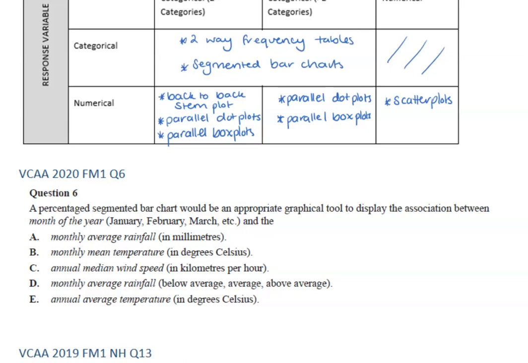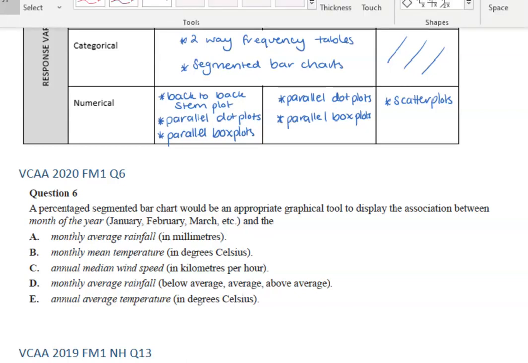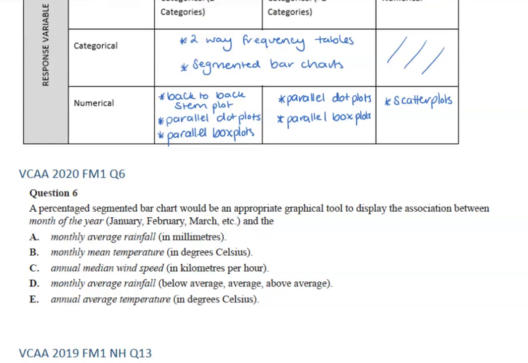So things to take note of when we're reading through that question. They're talking about a segmented bar chart. And so what we should be picking up there is that means we have two sets of categorical data. The second thing, the type of variable they've given us in the question is one type of categorical data, the months of the year. So that means our answer needs to be another categorical variable.